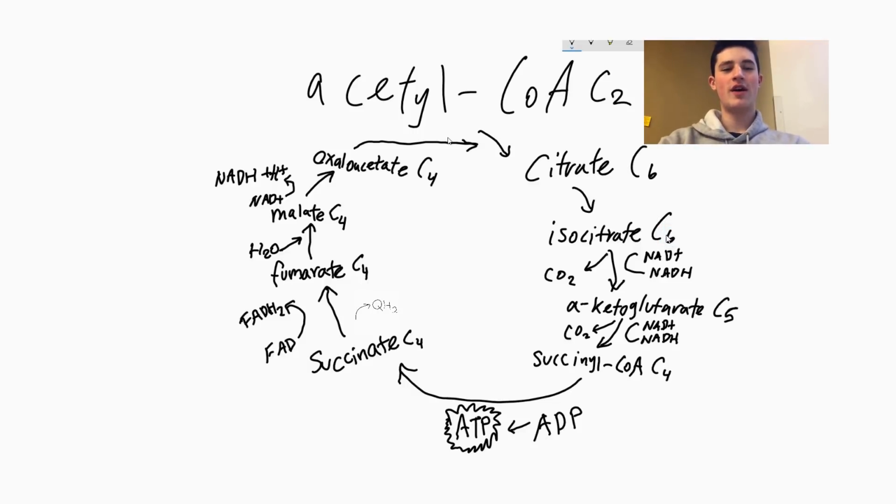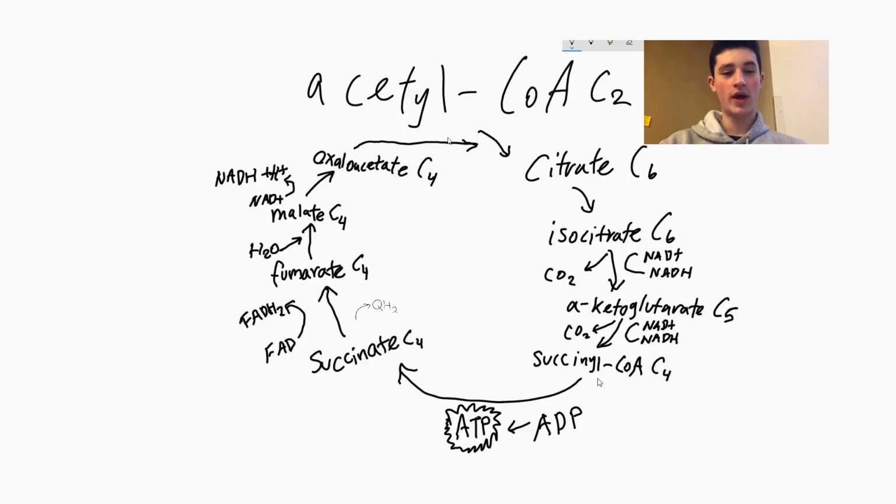Then the isocitrate oxidizes to become alpha-ketoglutarate. In this step, CO2 is released, making the alpha-ketoglutarate have 1 less carbon, so it has 5. Also, NAD plus is reduced to NADH in this step. Next, the alpha-ketoglutarate becomes succinyl-CoA, where once more an NAD plus molecule is reduced to NADH and CO2 is released, making this molecule only have 4 carbons.